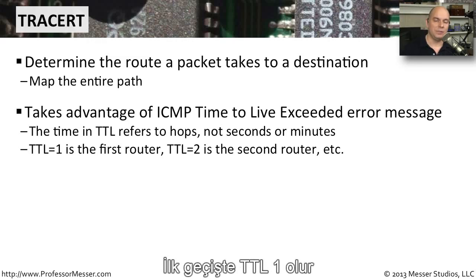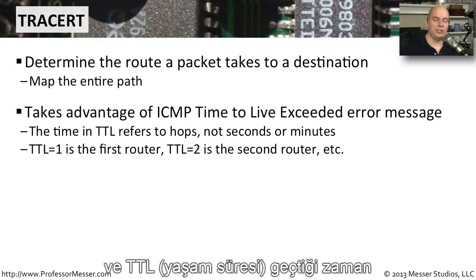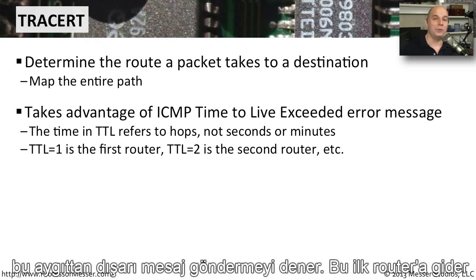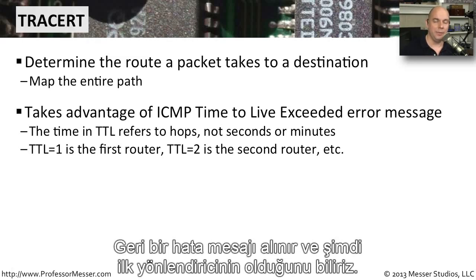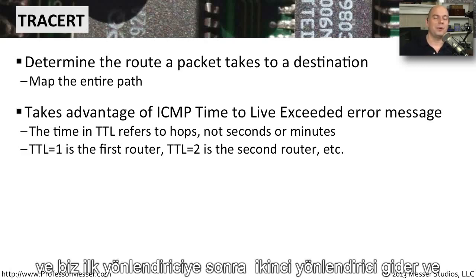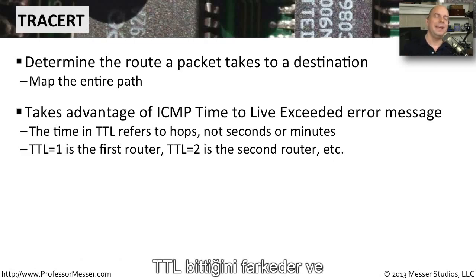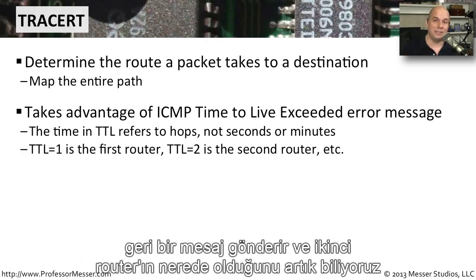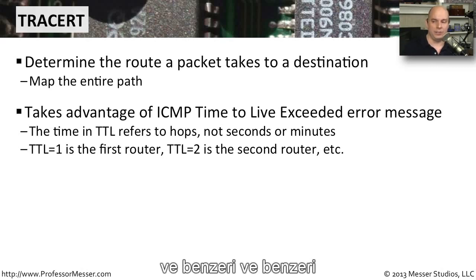It sets the time to live to 1 and tries to send a message out to that device. As soon as the time to live is expired, it went through the very first router, you get an error message back, and now we know what the first router was. Then we set the time to live to 2, and we get through the first router, we get to the second router, and it realizes the time to live is expired. It sends a message back, and now we know where the second router is, and so on and so on.